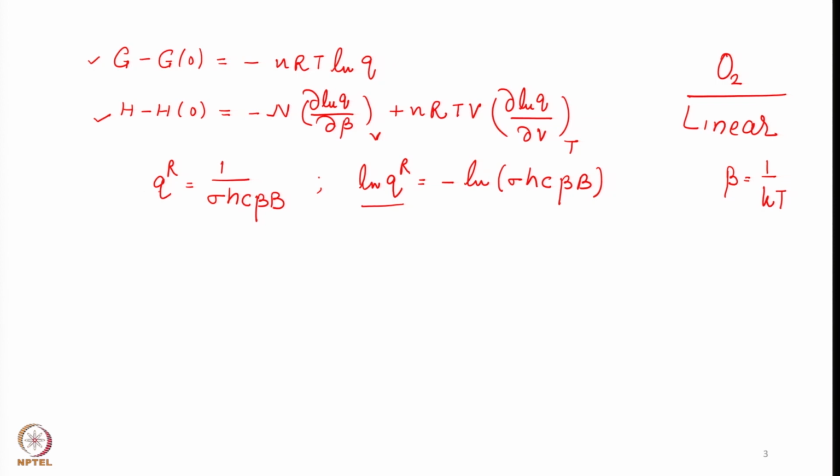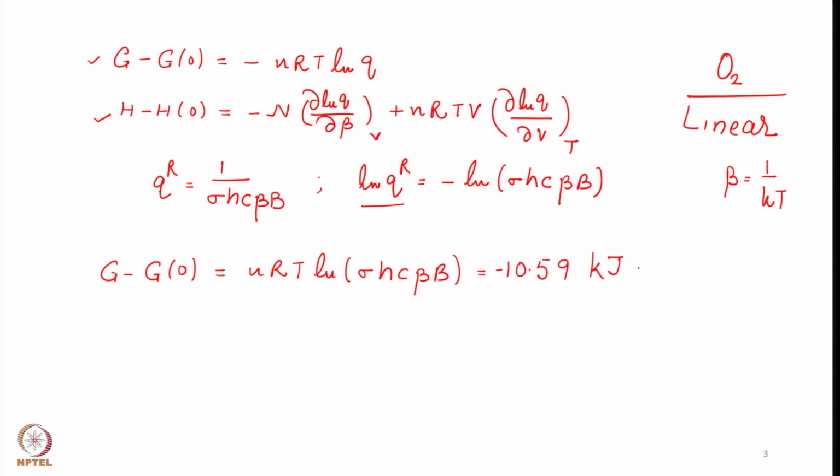For example, when you substitute in G minus G0, according to my calculations, which is minus nRT log q, where log q here is minus log sigma hc beta B. Substitute all the numbers, and you will get this equal to minus 10.59 kilojoules per mole.